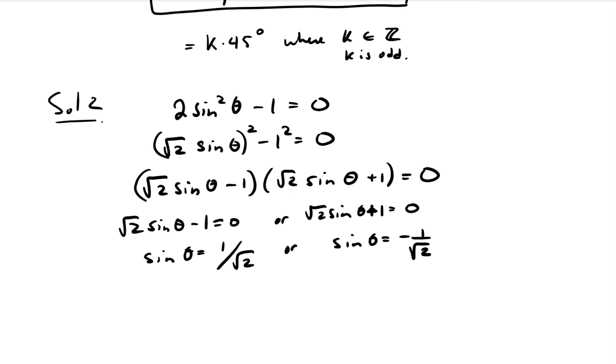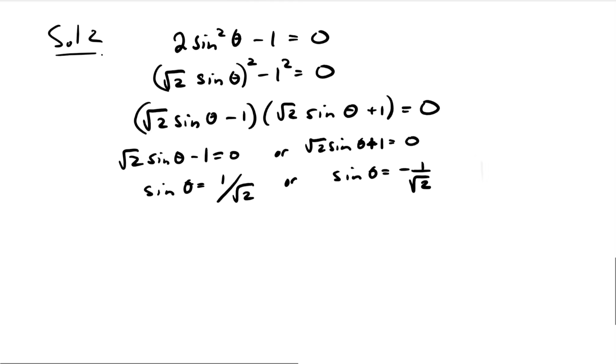Where I often see students, if they use the other method, they solve for sine squared, and at this point they take square roots and then they drop the negative square root. They forget that sine theta could also be minus 1 over root 2, which doesn't occur here. When you factor, it's harder to forget some of the solutions.